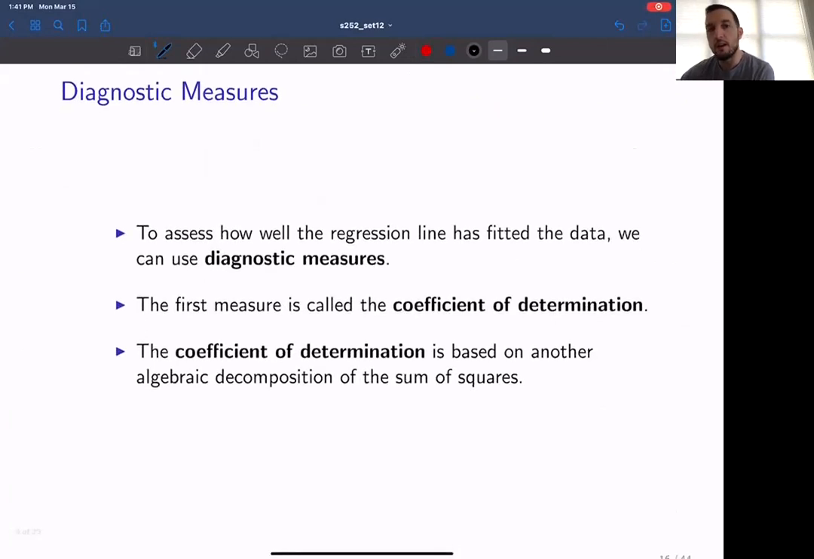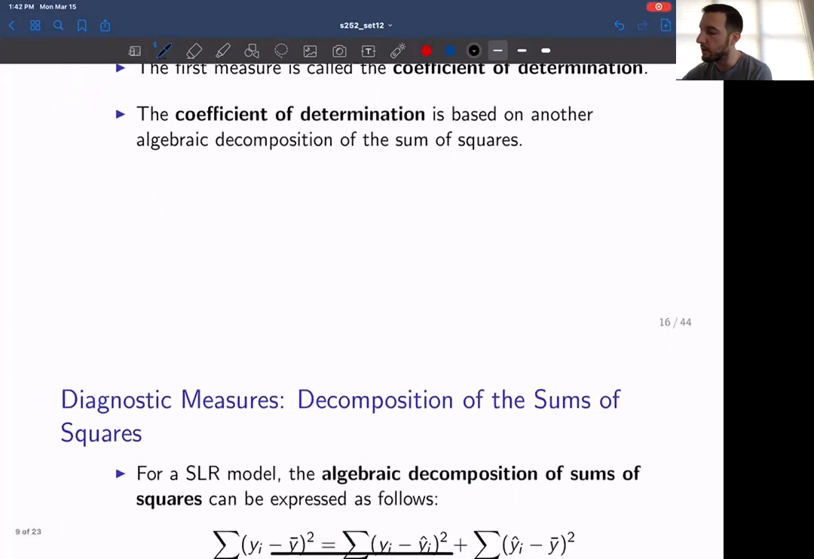So the main diagnostic measure that we are going to look at is called the coefficient of determination. The coefficient of determination is essentially a value that exists between 0 and 1, where 0 would indicate no fit or very poor fit, and 1 would indicate a perfect fit. The coefficient of determination is related to what is called the correlation coefficient, and we'll talk about that in a little bit. But it's based off of an algebraic decomposition of the sum of squares. So this is going to look very similar to what we saw in the one-way ANOVA case.